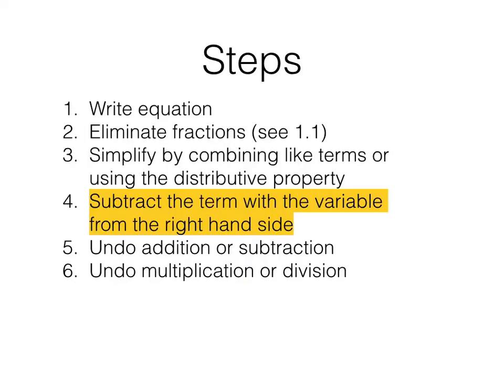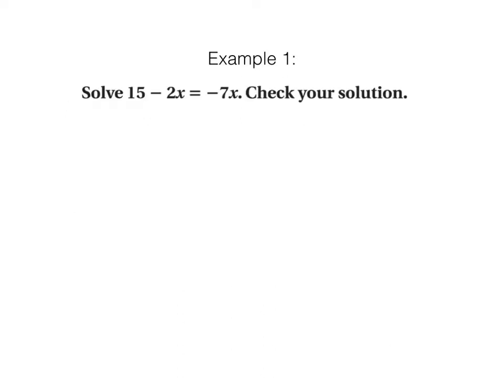When solving equations with variables on both sides, most of the steps are the same that we've been using already, except we're going to add one more step here, number 4, where we will subtract the term with the variable from the right-hand side. Pause the movie now and write these steps, including the new step number 4, into your notes. Let's start with this first example.